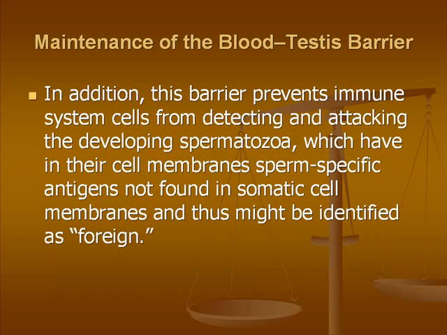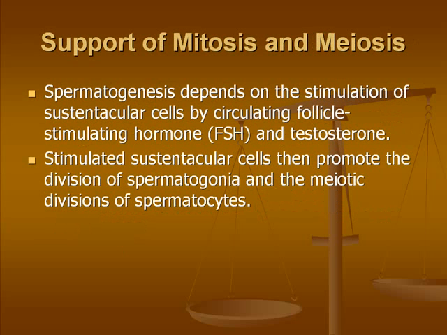In addition, this barrier prevents the immune system cells from detecting or attacking developing spermatozoa. This is important as well, because their cell membranes have sperm-specific antigens not found in somatic cells. The membranes thus must be hidden. If they're identified as foreign by our system, then they would be attacked and destroyed, and the person would become sterile. There are some autoimmune processes that specifically target these cells, and these individuals are sterile for the rest of their lives. So it's an important process to maintain a separation there in that system.